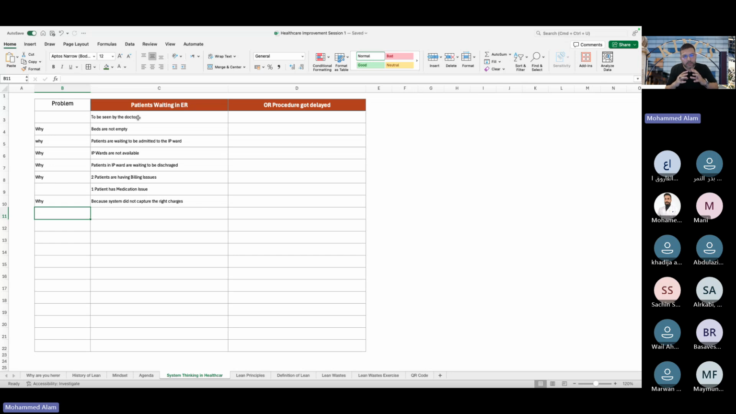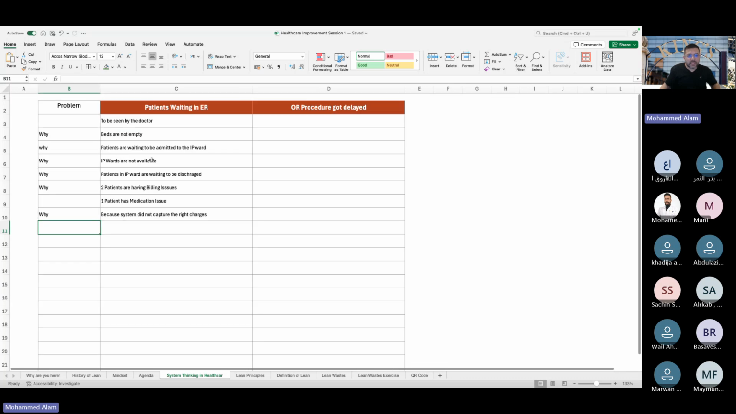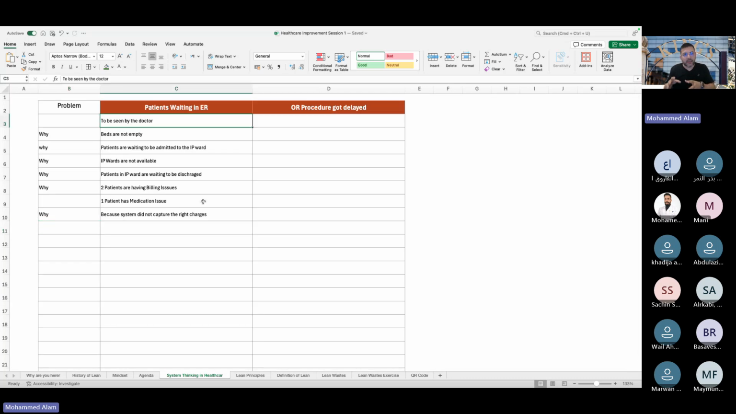So the point of showing this exercise is that wherever we see the problem in a hospital, it does not mean that the root cause of the problem lies there. The root cause of the problem could be sitting somewhere else. So we started with the ER, where the problem started, and what we realized is that the problem is not with the ER, the problem is with the discharge process.